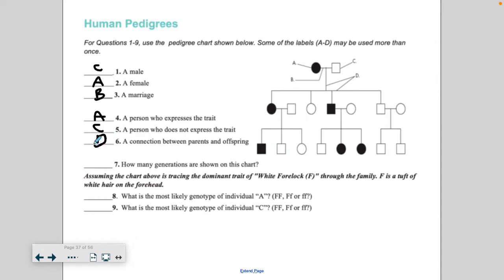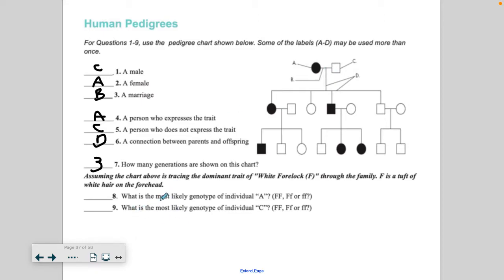How many generations are shown in the chart? So generations are like levels. How many layers are there? So we have 1, 2, 3. So there are 3 generations shown here. So that means, let's just say you're one of these squares, or one of these shapes. These would be your parents, and these would be your grandparents.